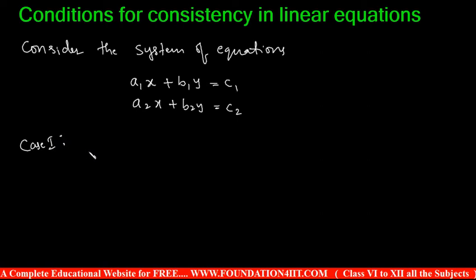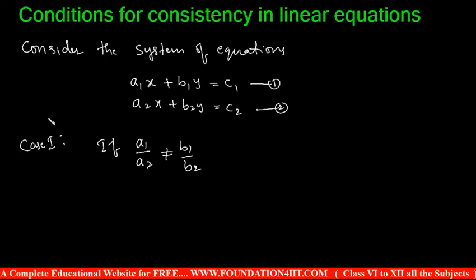In case 1, if a1 by a2 is not equal to b1 by b2, from the linear equations, that is equation 1 and equation 2, meaning x coefficients division and y coefficients division, a1 by a2 is not equal to b1 by b2, then the lines will intersect and we'll get one unique solution. Only a unique solution, and the system is said to be consistent.